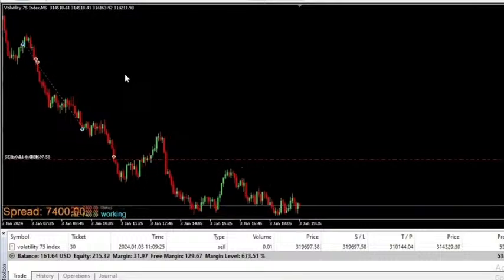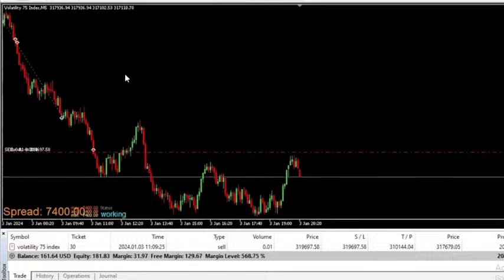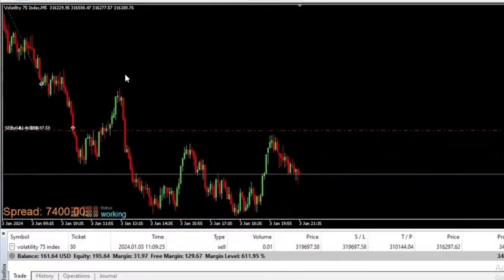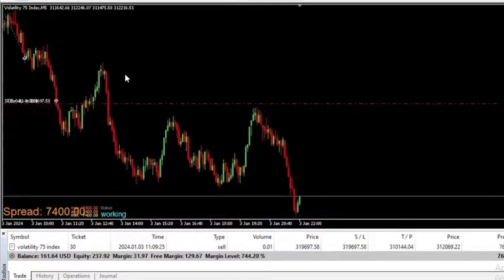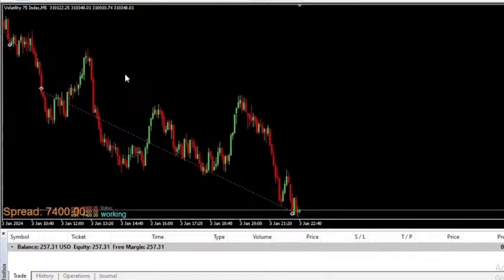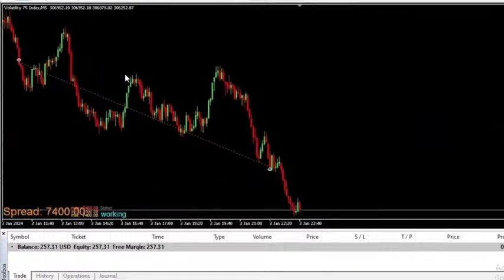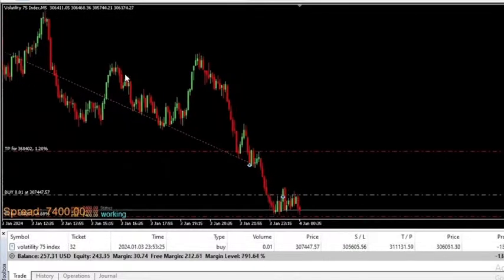Okay, so let's see this trade. Let's see how it goes. It's already at break even. It has moved the stop loss to break even. So at this point, we are not running any risk of losing anything again, and it's in our favor. And good, we hit the take profit, and our account is up to $257, as you can see. So we are in the right direction.